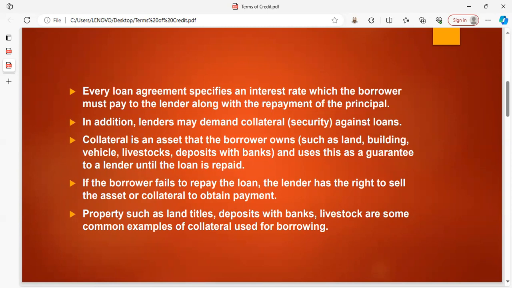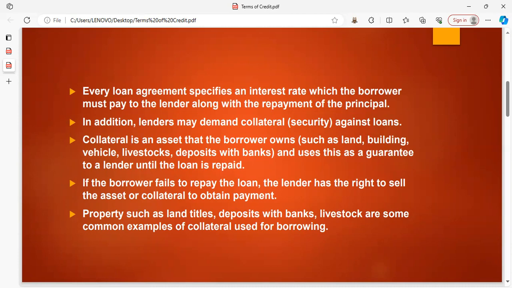In addition, lenders may demand collateral security. Now, what is collateral security? Collateral is an asset that the borrower owns, what you have in your hand. It can be land, building, vehicle, livestock, animals, or deposits with banks, and this will be used as a guarantee to the lender until the loan is repaid. That means you have to repay the principal amount along with interest. Afterwards, you will get your collateral back.